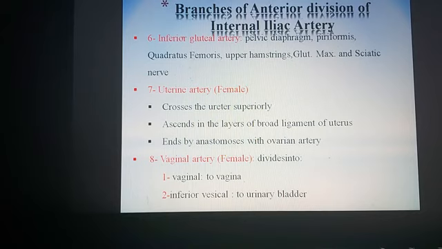In females, it divides into a vaginal branch to the vagina and an inferior vesical artery to the urinary bladder. These are all the branches arising from the anterior division of the internal iliac artery.